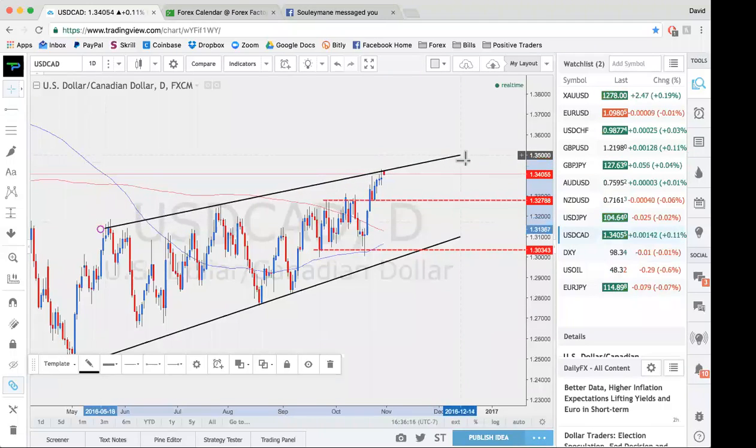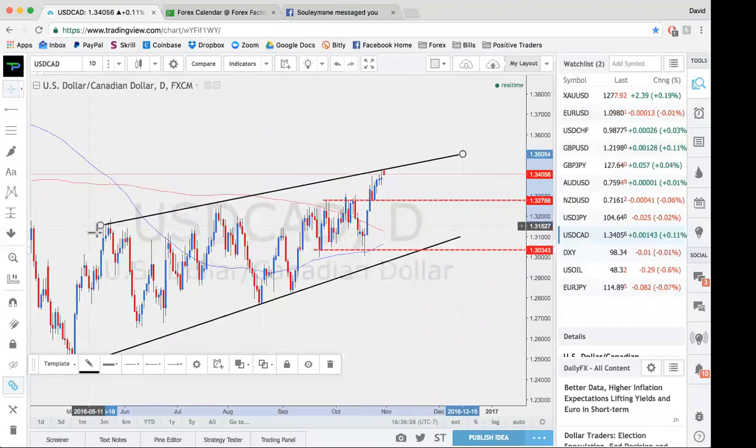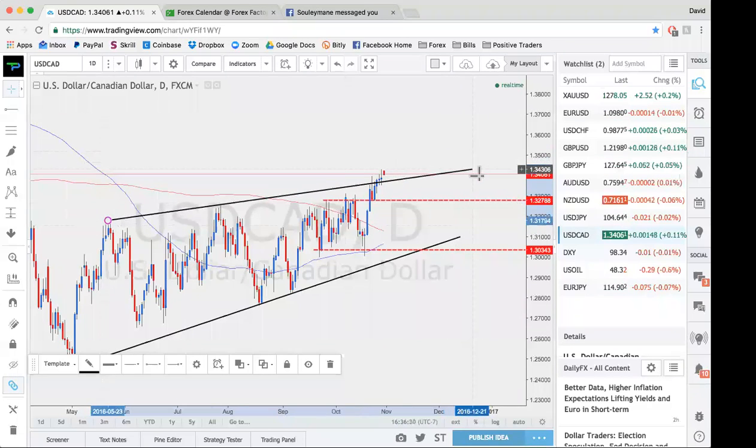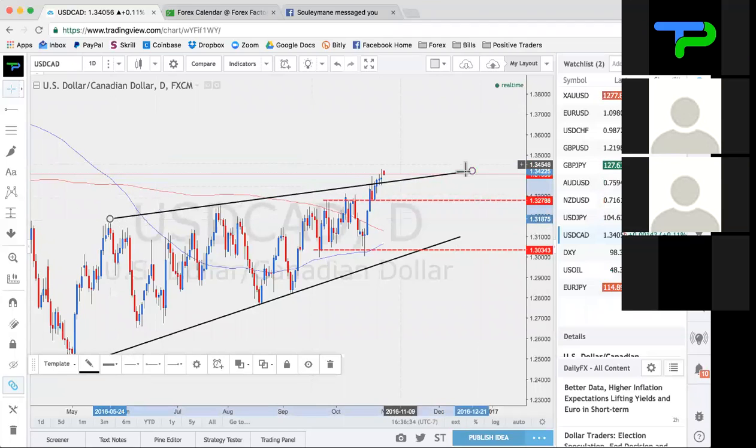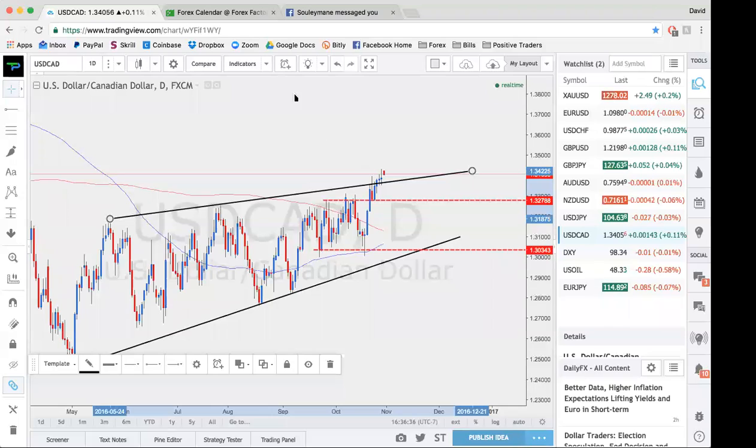Depending on the way you guys draw your trend line, kind of like this way right here, it looks like USD CAD is still in the range. Right? But when you draw the trend line like this, from the top to the top, it actually shows that it's broken out of its range, right?